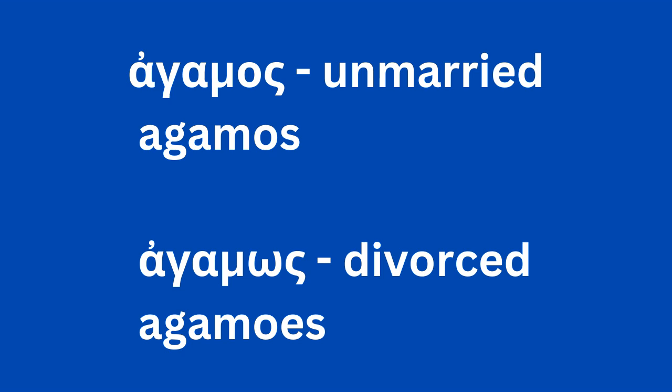The next one is agamos, from gamos, married. Agamos means unmarried, but look right below it, agamos, with an omega sigma ending rather than an omicron sigma, which usually we would think of as an adverb, means that you are divorced. So something has been done to you and something has been done to your marriage and it no longer exists.